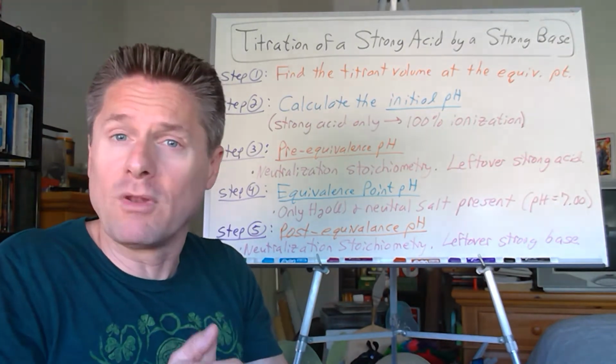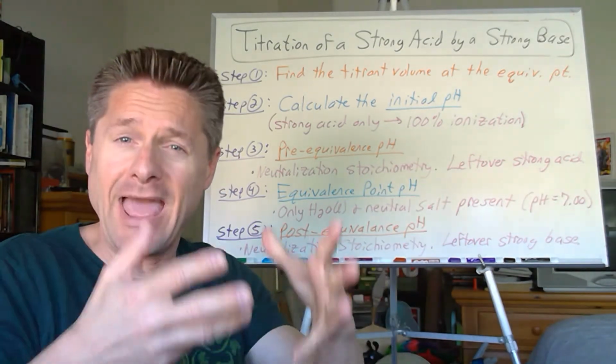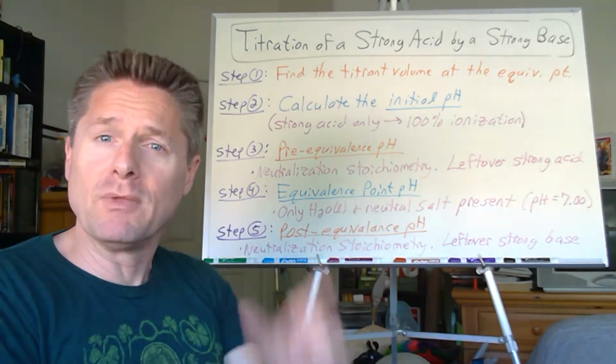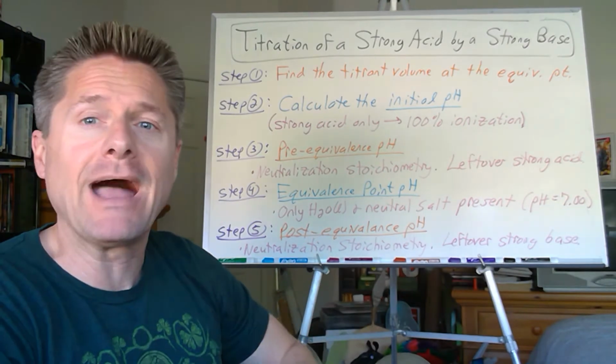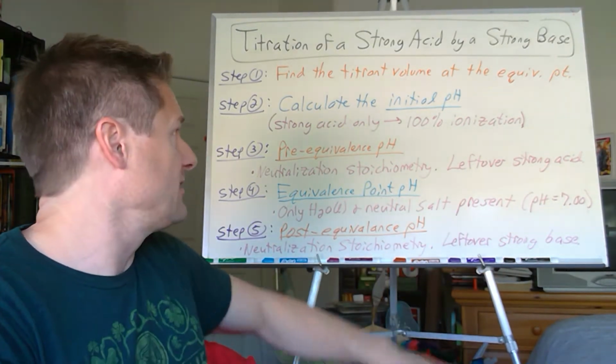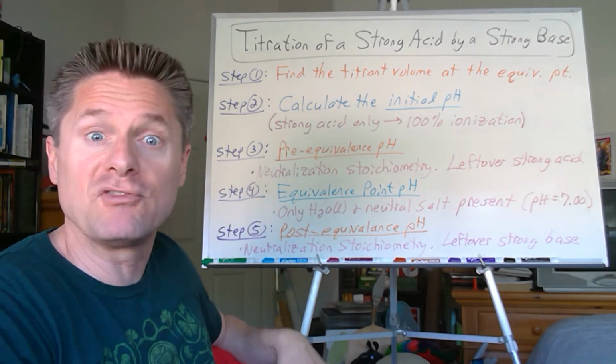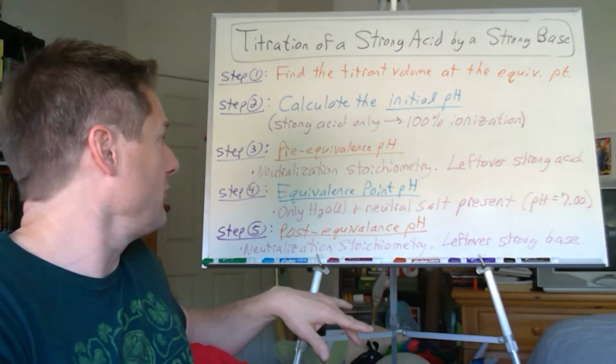Divide that by the total volume because we've diluted it. We've added the 2 volumes. So take the volume of the base and the volume of acid, add them together, and divide your millimoles of leftover acid by that. You'll have the concentration, and that's a strong acid, so 100% ionization. Piece of cake. Not much different than the initial pH. You just have to do that extra neutralization stoichiometry step. So brush up on neutralization stoichiometry if you need to.